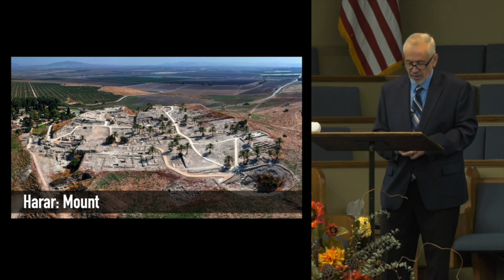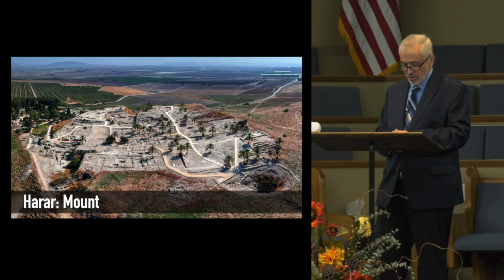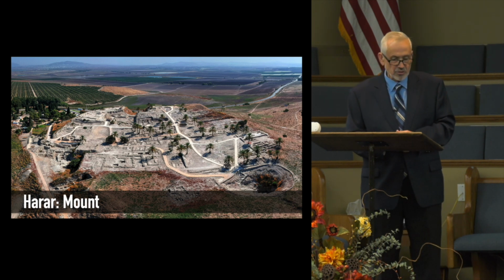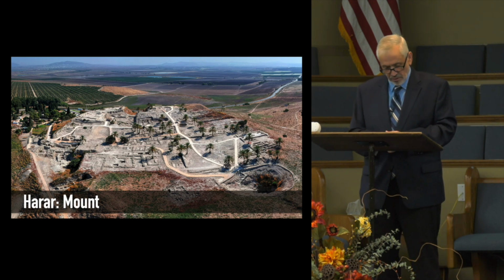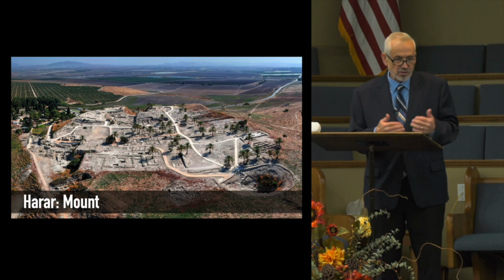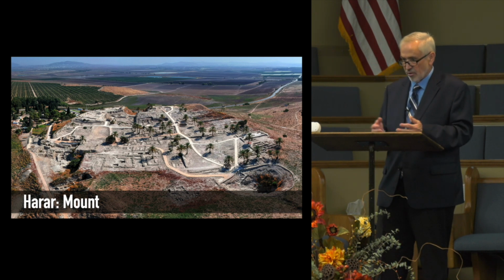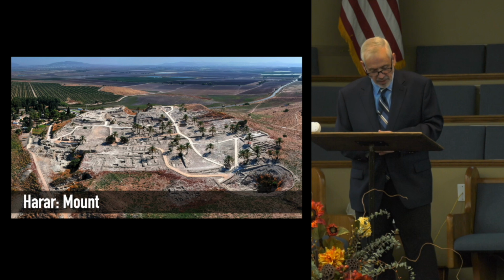The ancient city of Megiddo sits on a hill overlooking the Jezreel Valley, as you see in this photo. These are the ruins of Megiddo. And the Battle of Armageddon, of course, takes its name from Har Megiddo, Harmageddon, Mount Megiddo.